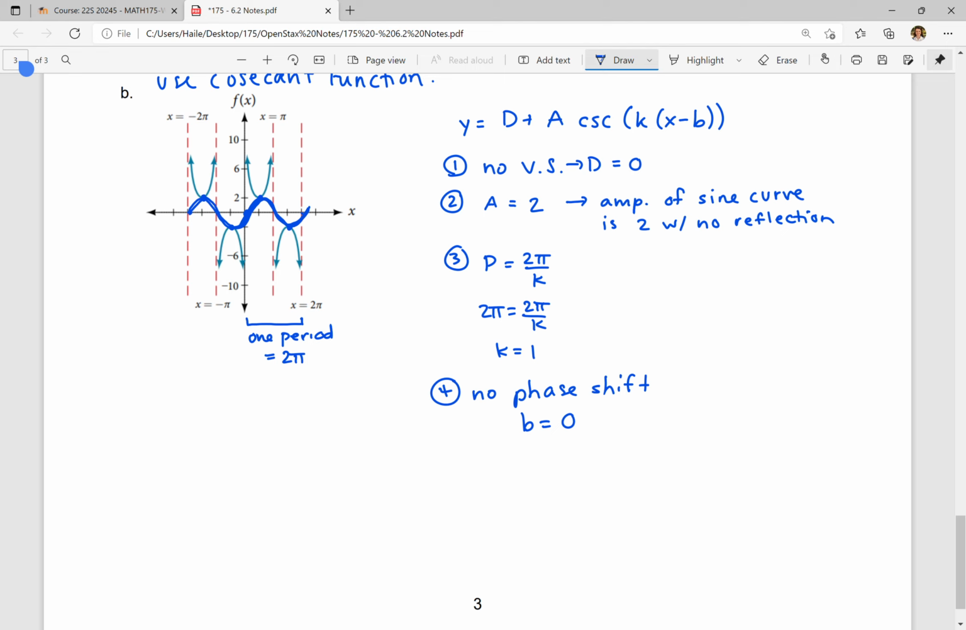So let's put this all together and get our full equation. So if we plug in all the numbers that we got, we should just get that y is equal to 2 times cosecant of x. So the reason this looks so simple is because we didn't have a vertical shift. We didn't have any kind of stretching or shrinking because the k value was just 1, and we also did not have a phase shift. So the only thing we actually had to plug in was that value for a. So this concludes our lesson for 6.2.